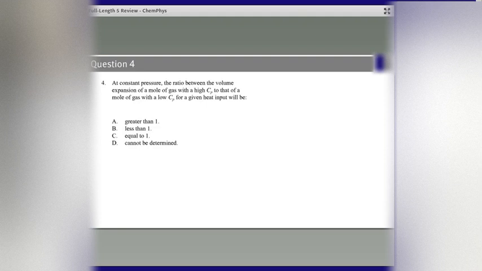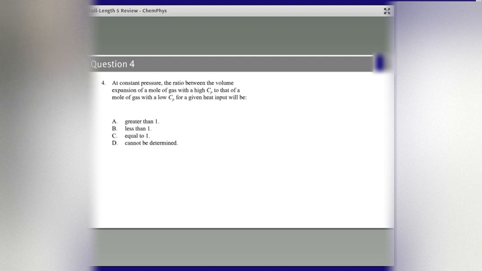So question 4. If I got to a question like number 4 and it says, at constant pressure, the ratio between the volume expansion of a mole of gas with a high C to that of a mole of gas with a low C for a given heat input will be what? Well, remember, I just looked at this passage previously. I'm thinking to myself, CP and CP. All my answer choices are greater than 1, less than 1, or equal to 1, or cannot be determined.